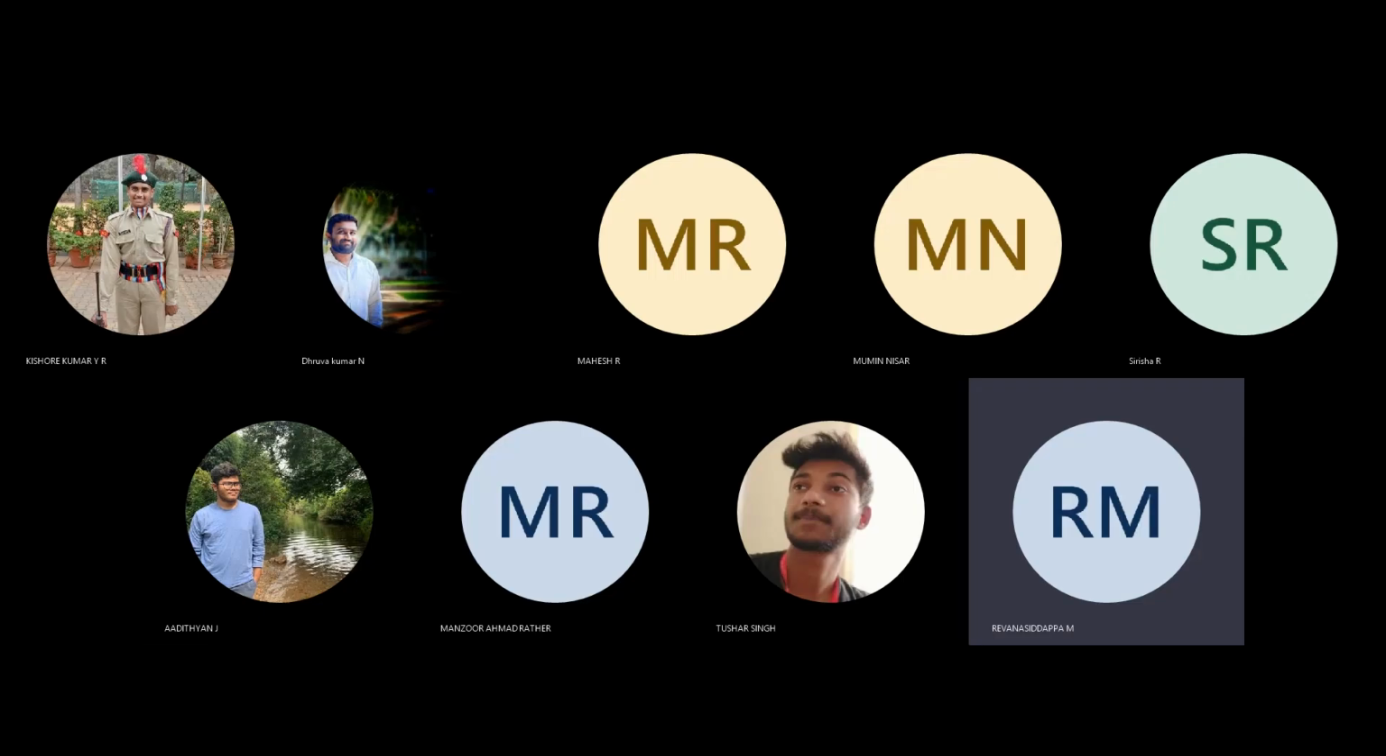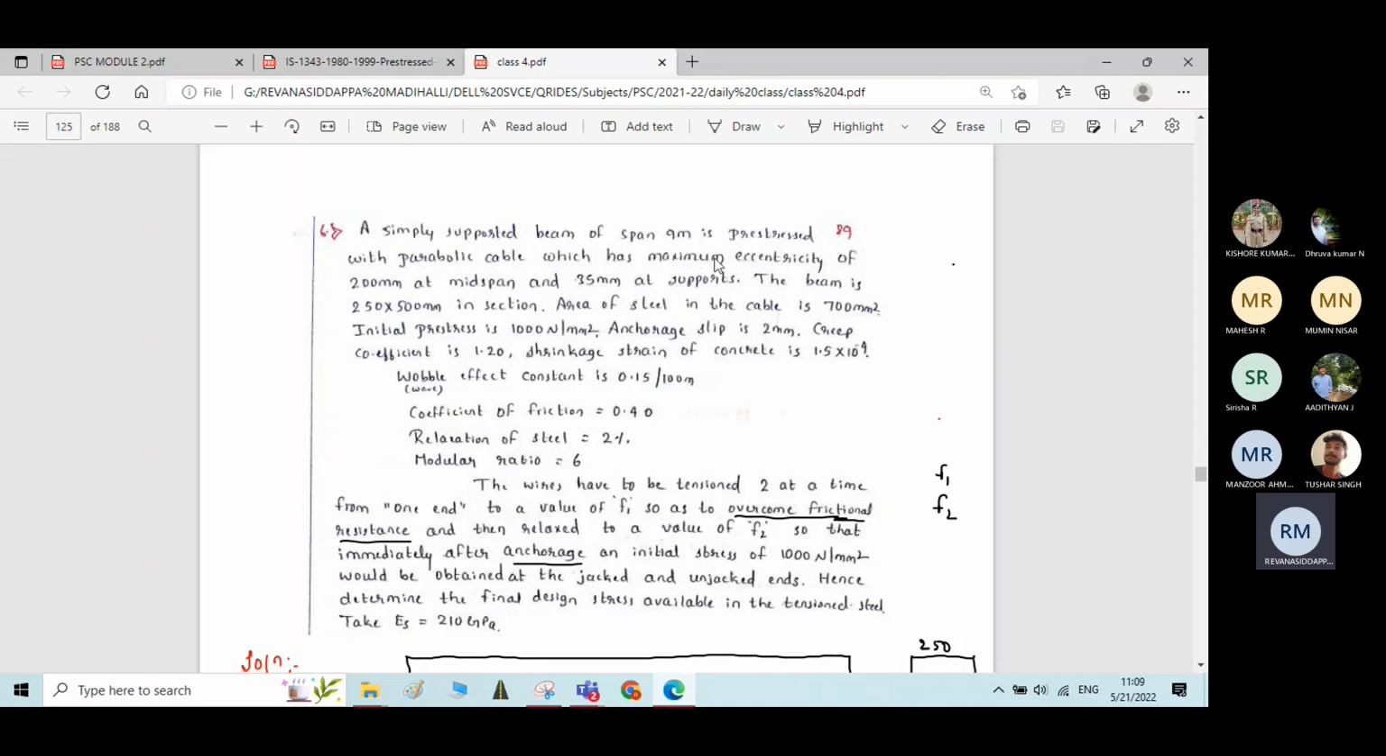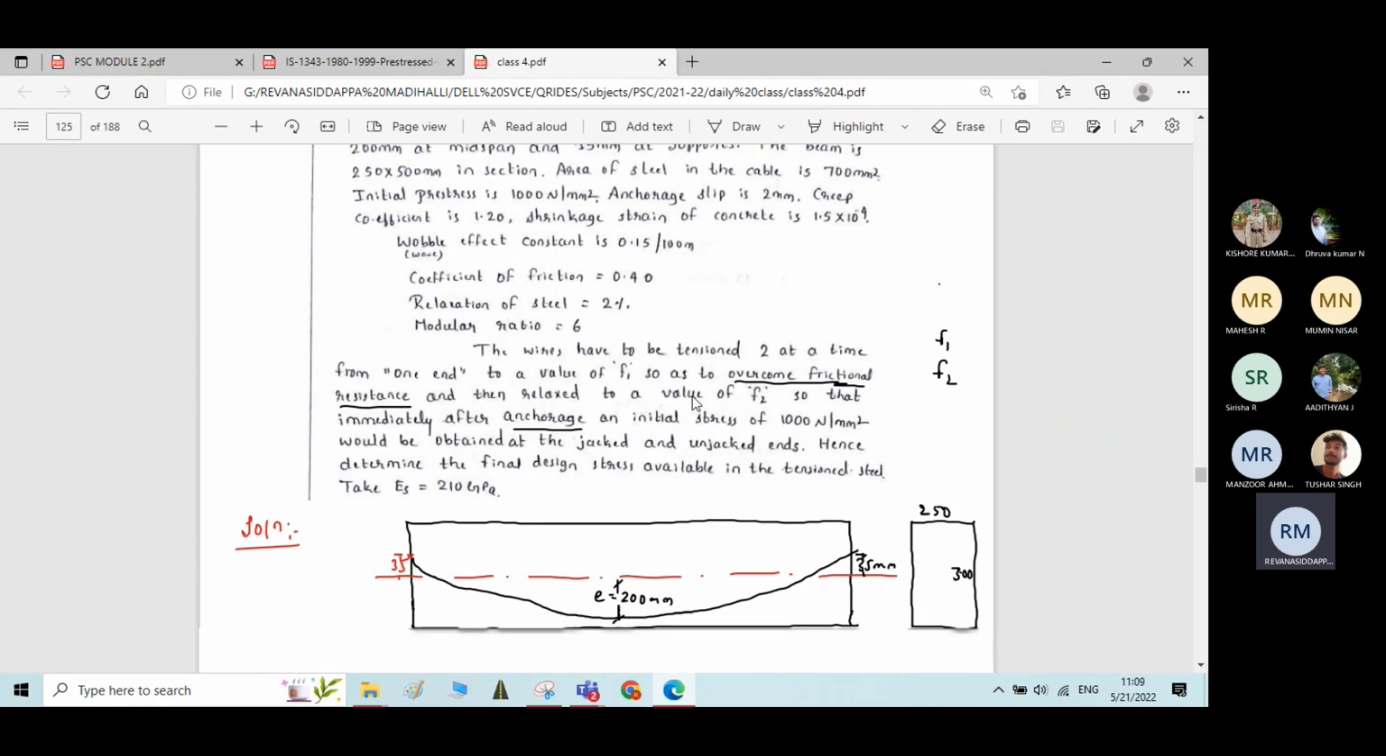I'll just go through it. A simply supported beam of span 9 meter is pre-stressed with a parabolic cable. It's a parabolic cable which has maximum eccentricity of 200 mm at midspan and 35 mm at the support.